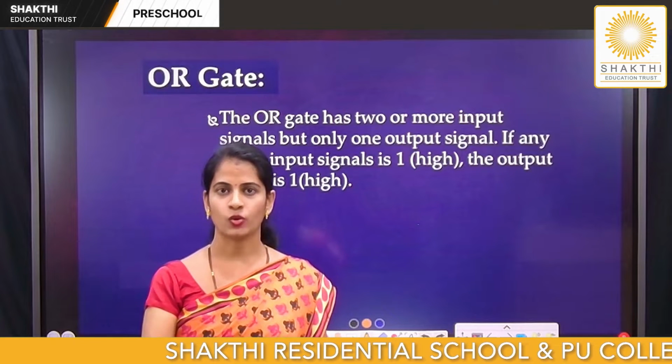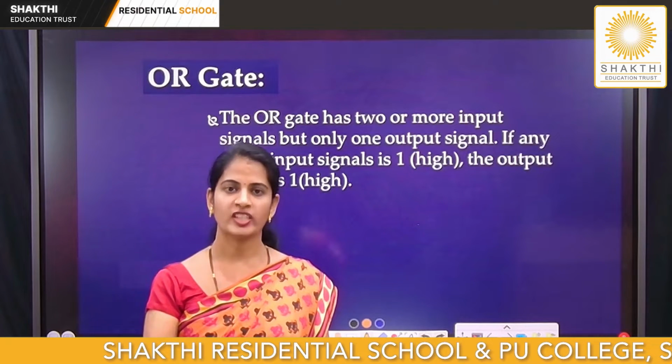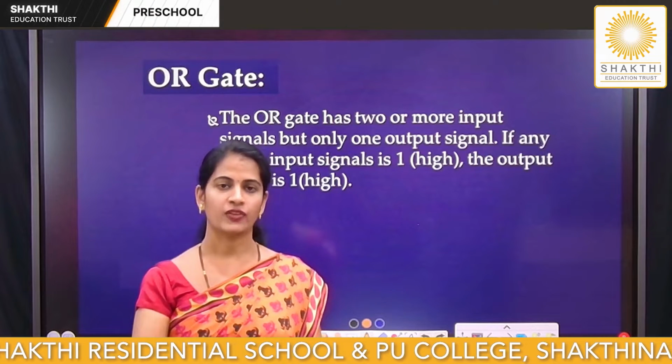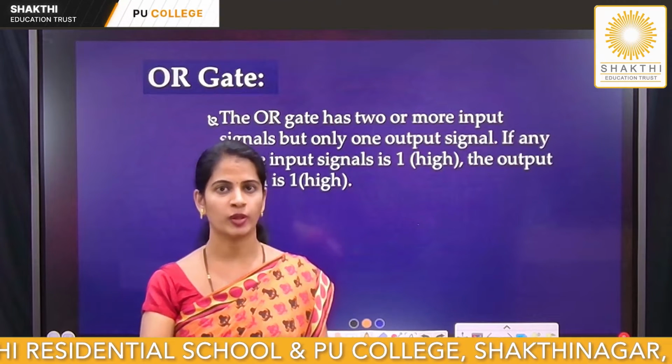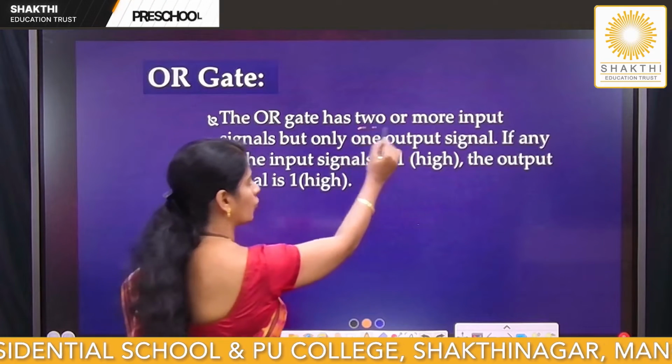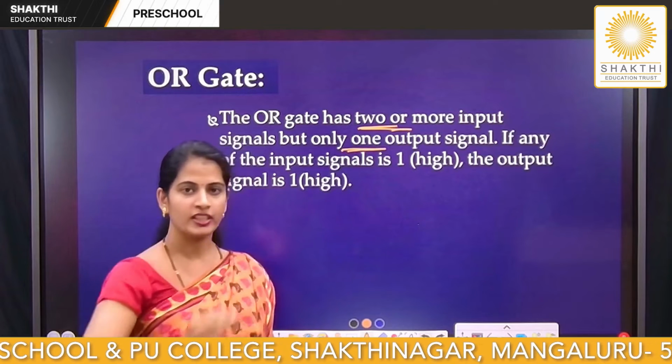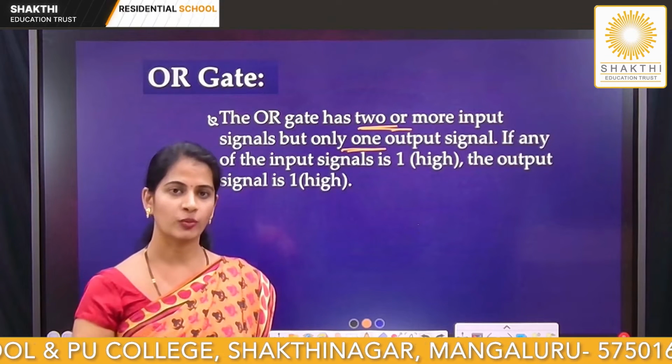An OR gate has two or more input signals and always produces one output signal. The output signal is high if any of the input signals is high. What do you mean by that? An OR gate takes 2 or more input signals and produces only one output signal. So here, students, you have to note: 2 or more input signals.